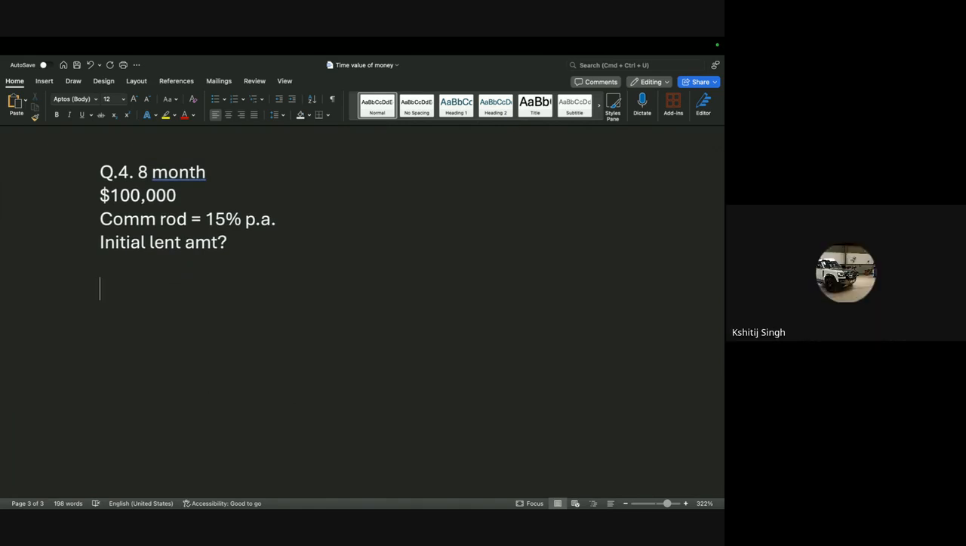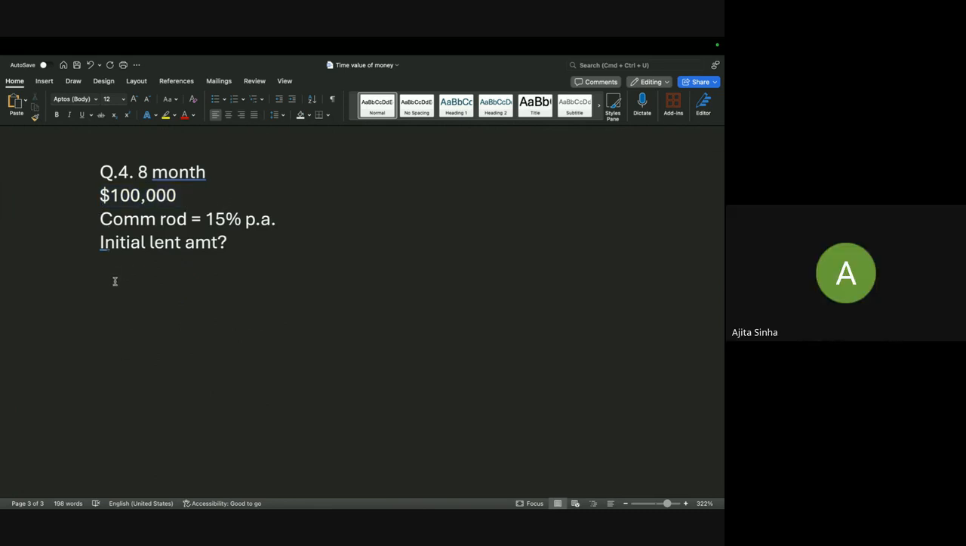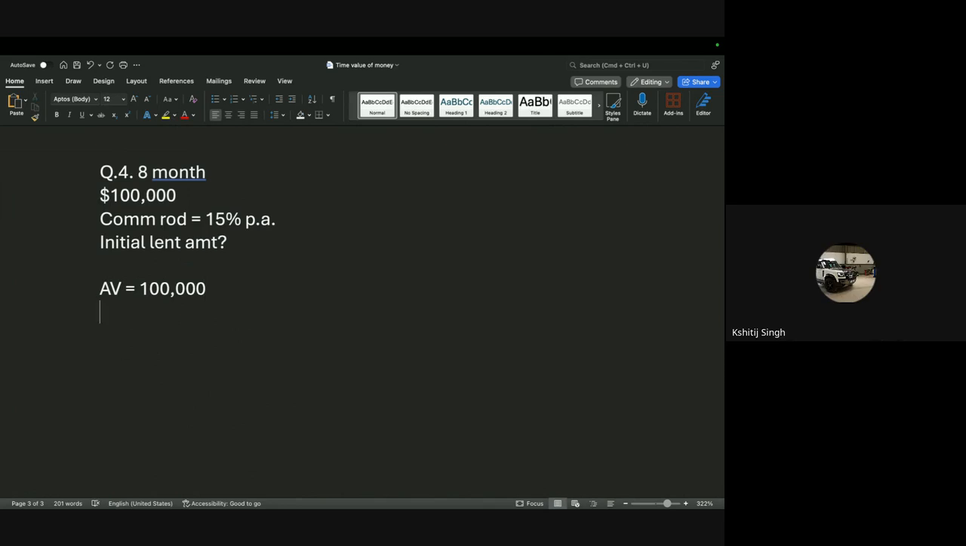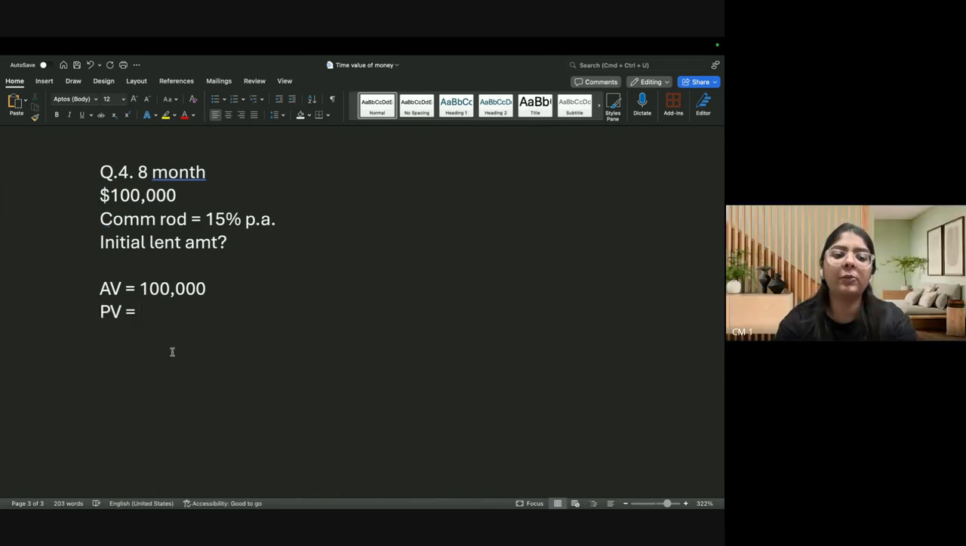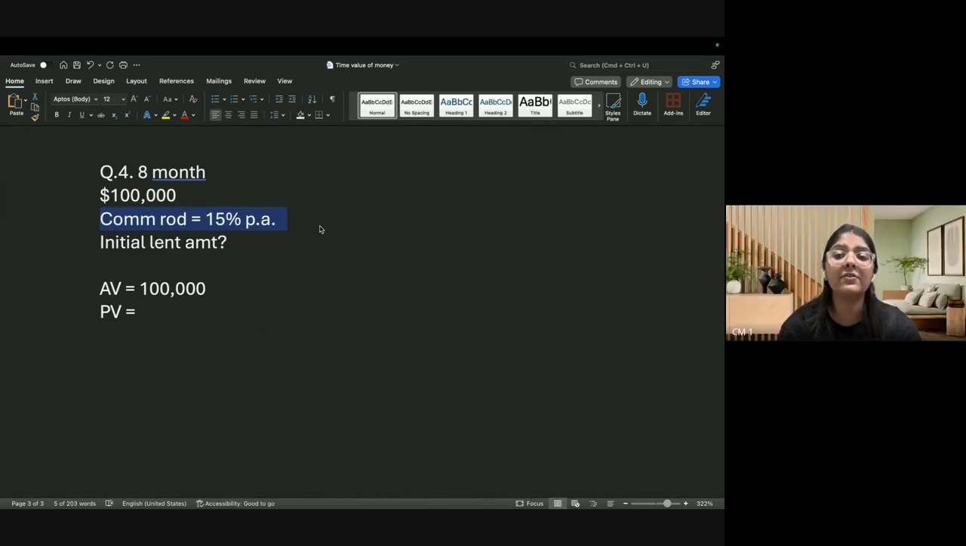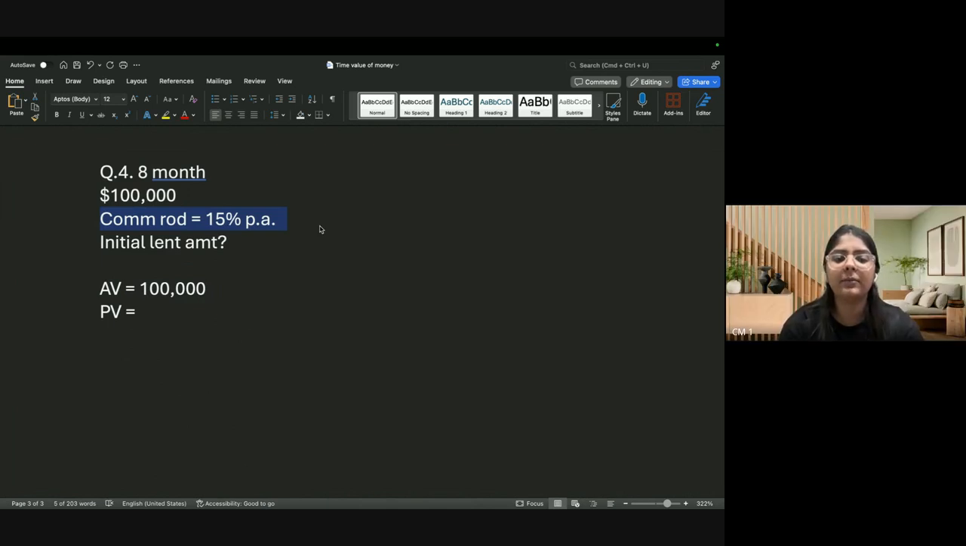Well, first, we will convert 8 months into years. And this 100,000, is it your PV or your AV? It's AV, accumulated value. Correct. And you have to find out PV. So you have to find out PV using AV and rate of discount, and is this simple or compound? Simple rate of discount. Okay.